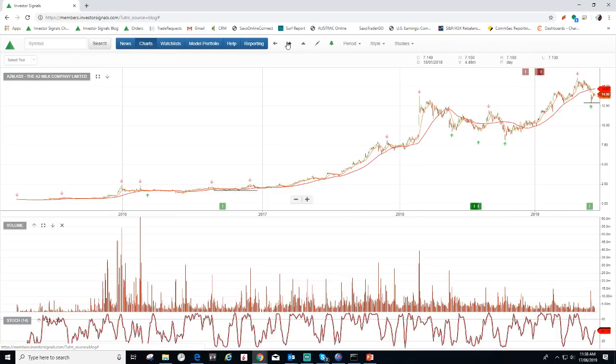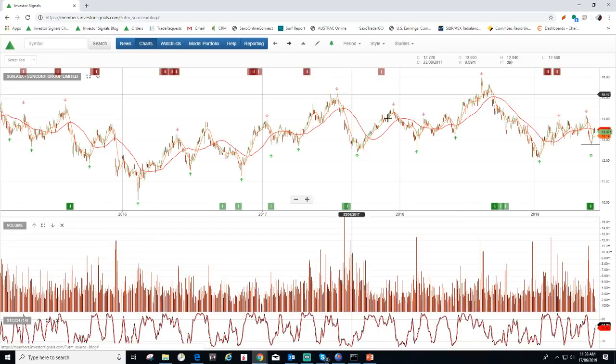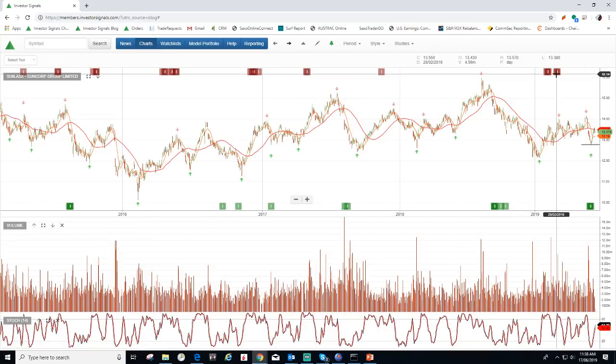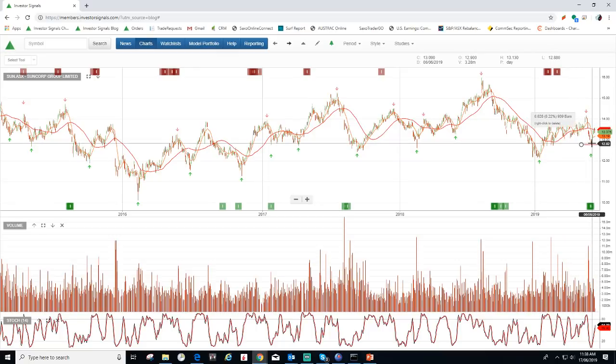A2 Milk trades on a very high PE, but from a momentum perspective, higher low, so the algorithms flagged the buy entry here at around $13. The stock's pushing $14.50 at the moment. Suncorp was recently added, again switching from sell to buy conditions, added in here at $12.80, pushing higher.